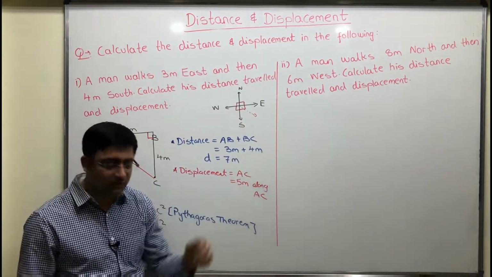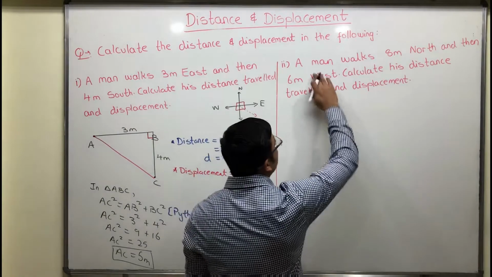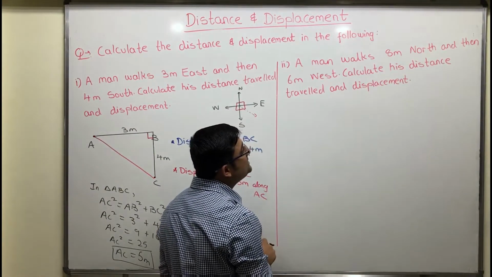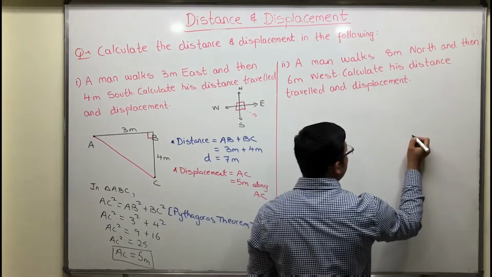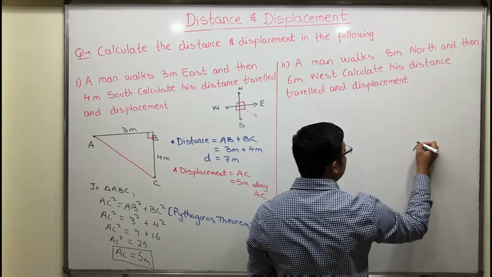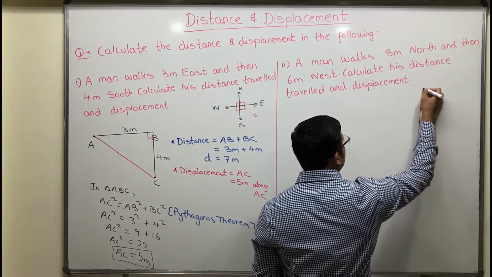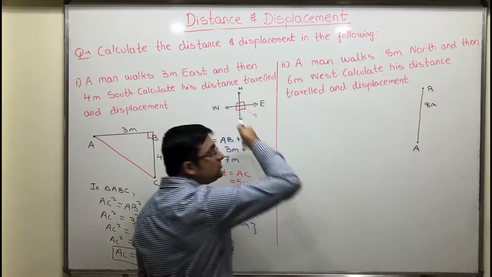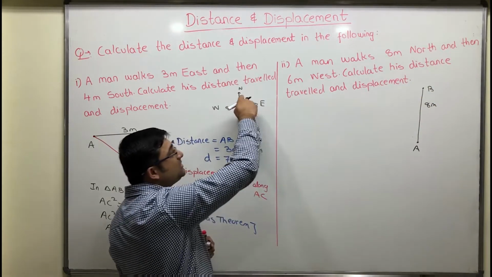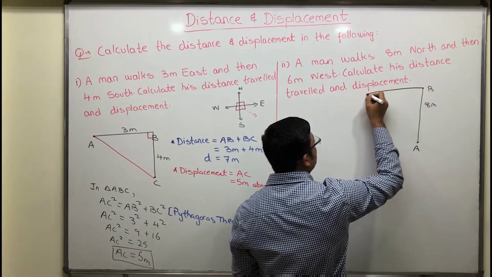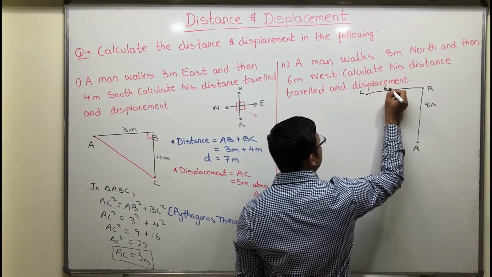Let me take a very similar question again over here. So see, a man walks 8 meters north and then 6 meters west. Calculate his distance traveled and displacement. So see guys, let's say this over here is the starting point A. He's first going 8 meters north. So A to B, that means he went 8 meters north. See, this over here is the north direction. Then 6 meters west. West is towards the left. So he went from here to here, point C. That is 6 meters west.